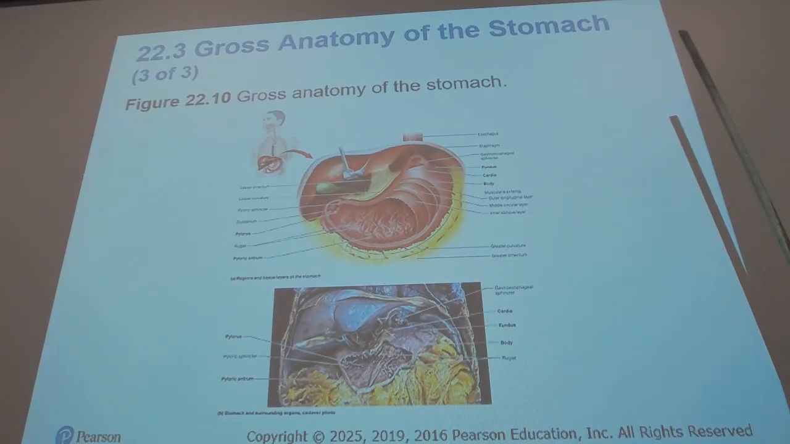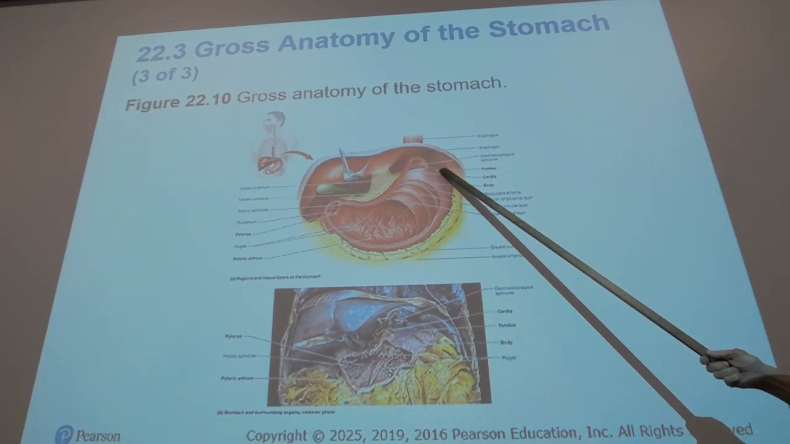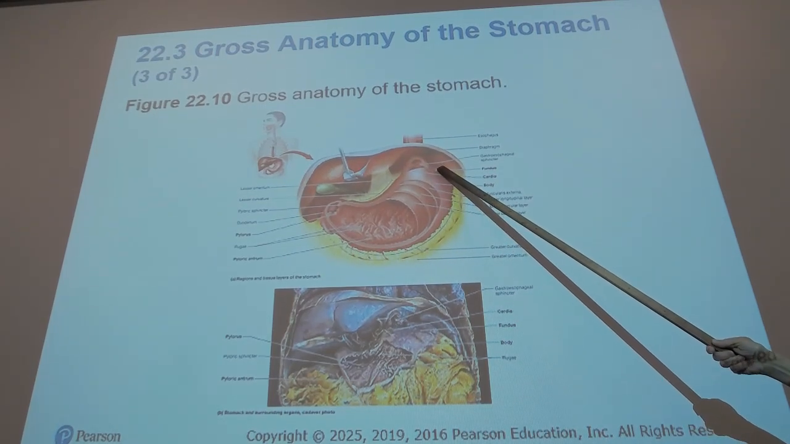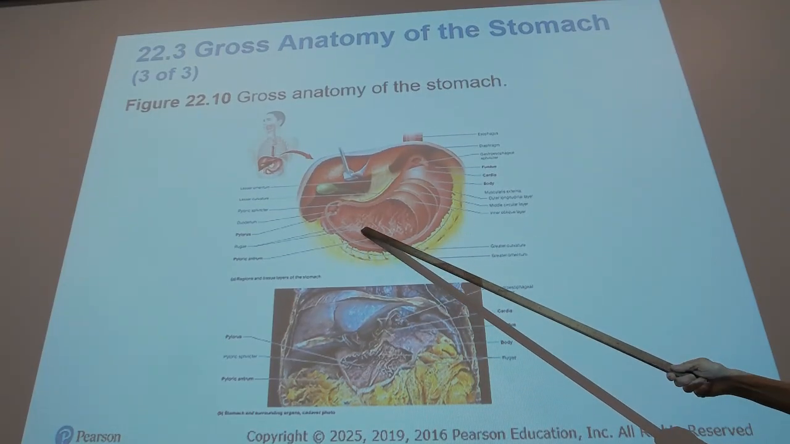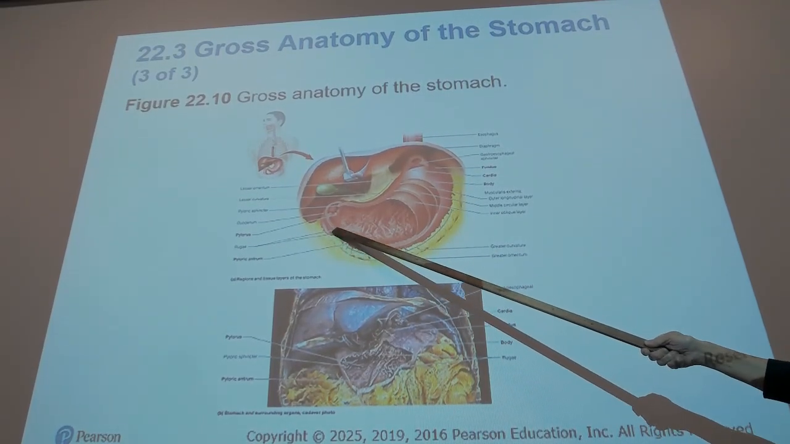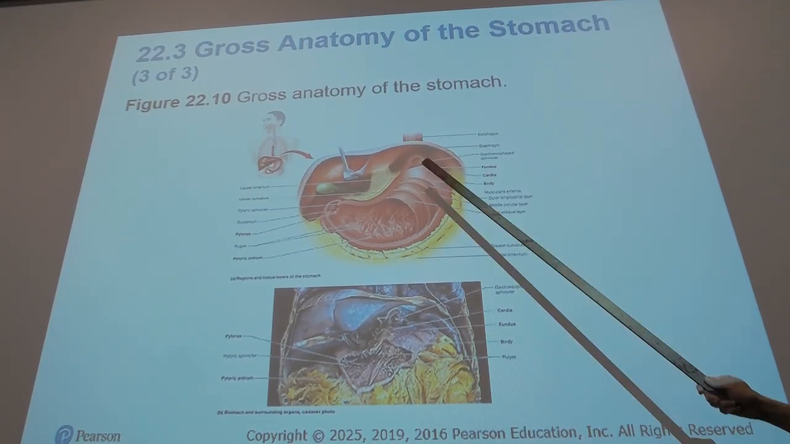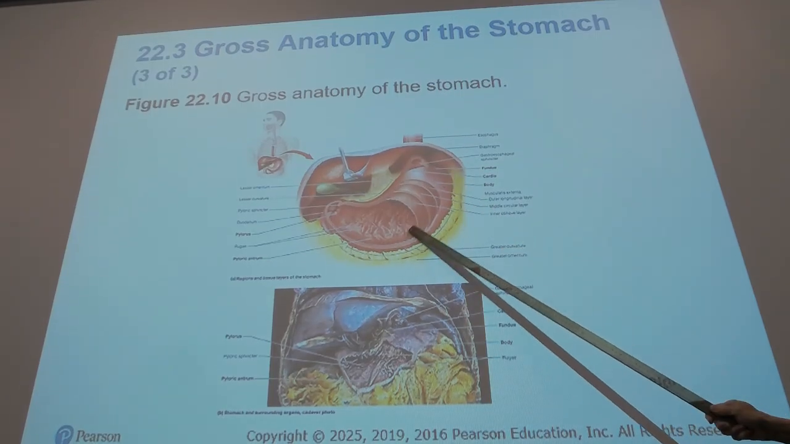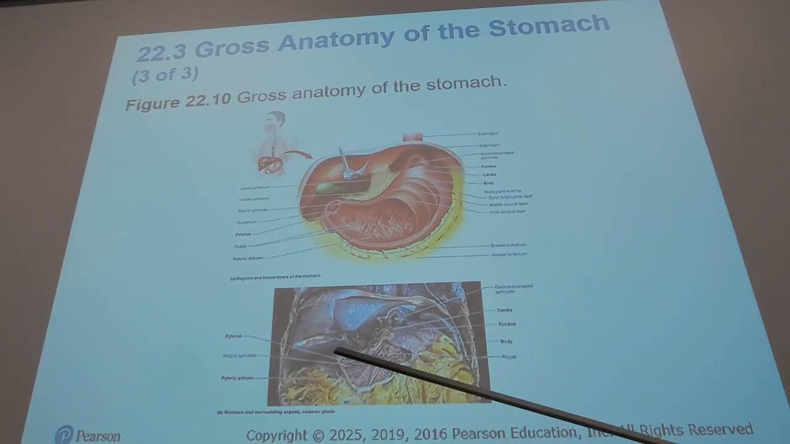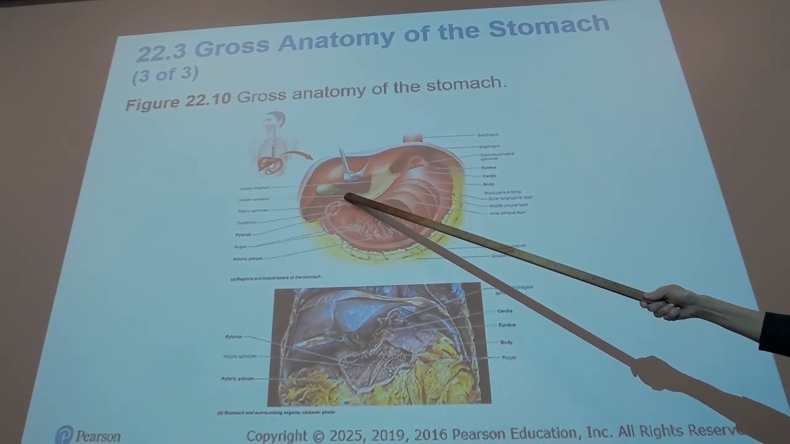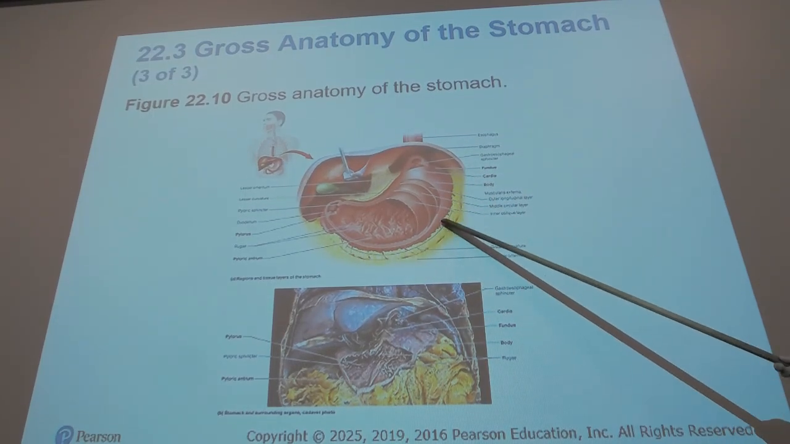So the regions of the stomach will be this dome-shaped region that is called the cardiac region. Then this large portion that is called the body. And then this narrow portion distally that is called the pyloric region. So you have the cardiac region, the body region, and the pyloric region. It has two curvatures. One that is superior, that is called the lesser curvature, and one that is inferior, that is called the greater curvature.